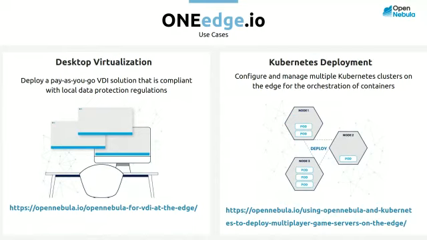Things like VDI, desktop virtualization, if you want to deploy a virtual desktop infrastructure solution. In some cases, we've identified use cases in which, for instance, in terms of data protection regulation, a company might want to deploy specific internal resources, including virtual desktops, closer to their employees when they are working from home, for instance.